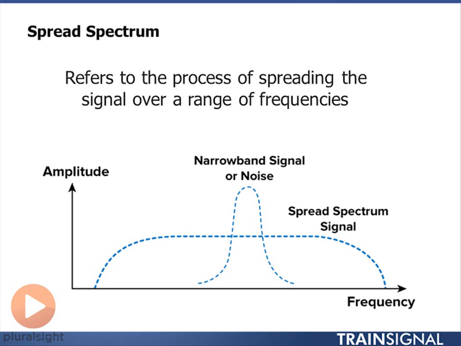So spread spectrum is a technique where I use more spectrum than I actually need to transmit the signal. And so you can see in this graph that I've spread my signal over a much wider band, but I could have transmitted it just in that narrow band. And you say, well, why would you do that? Wouldn't that use more frequency? And the answer is yes, it would.